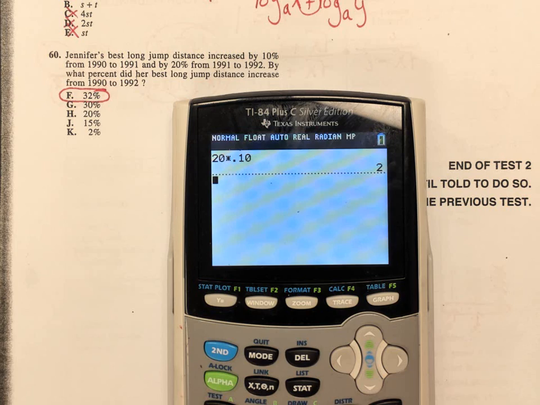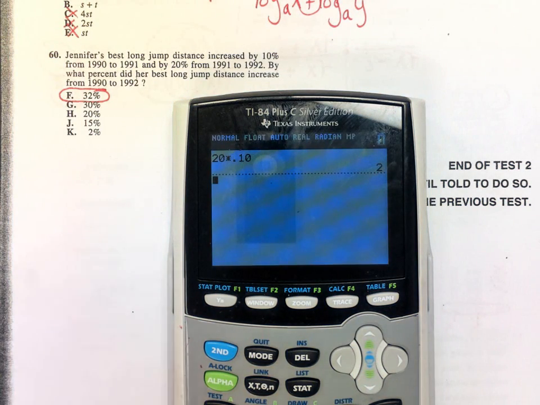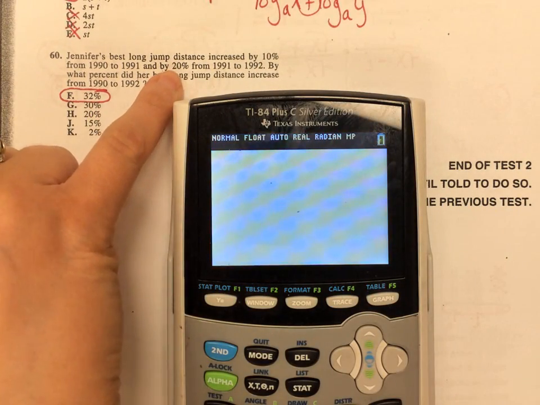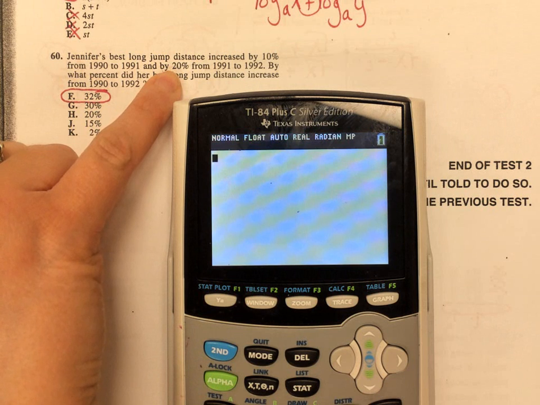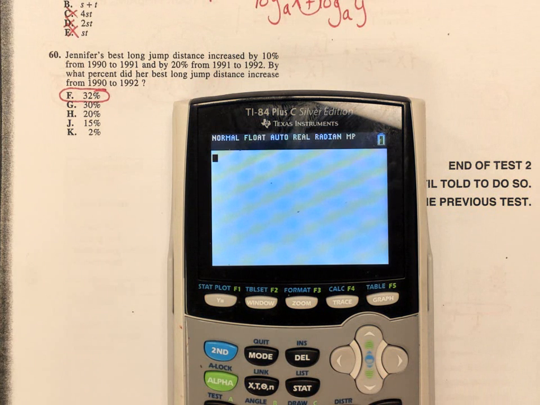Okay, let's think about this. Let's say that it increased by 20% to start with, right? Instead of 10%. And then it increased by 40% the second time. What would you multiply then? By 0.2, 20%, right? Okay, so 20 times 10. Wait, what did you do? Was it 20 times 0.10? Because 10% is 0.10 or 0.1.